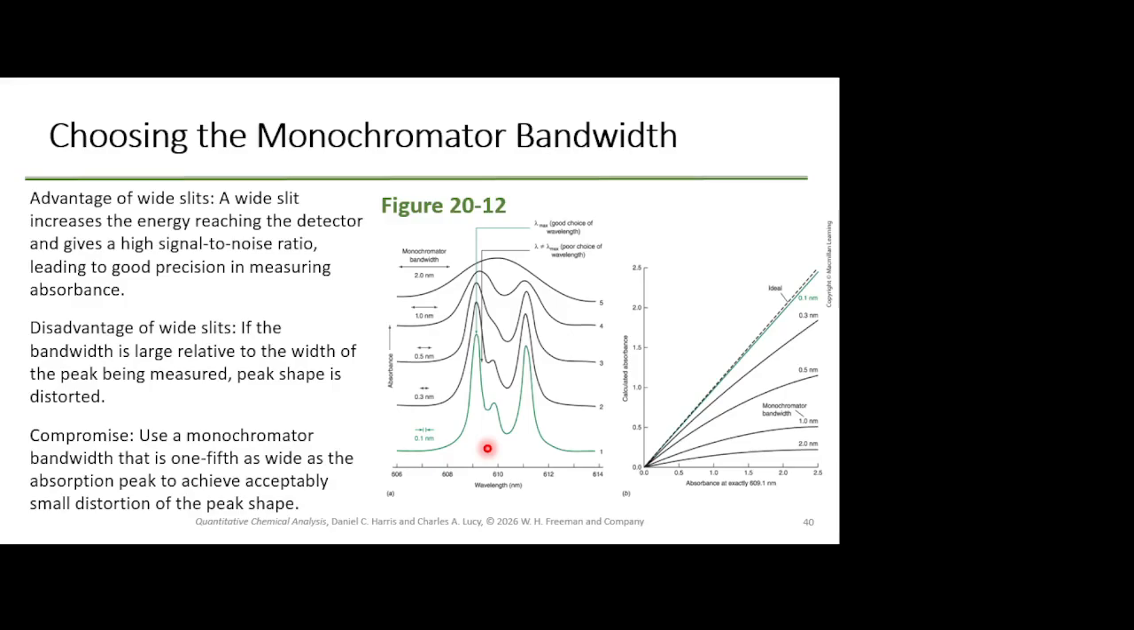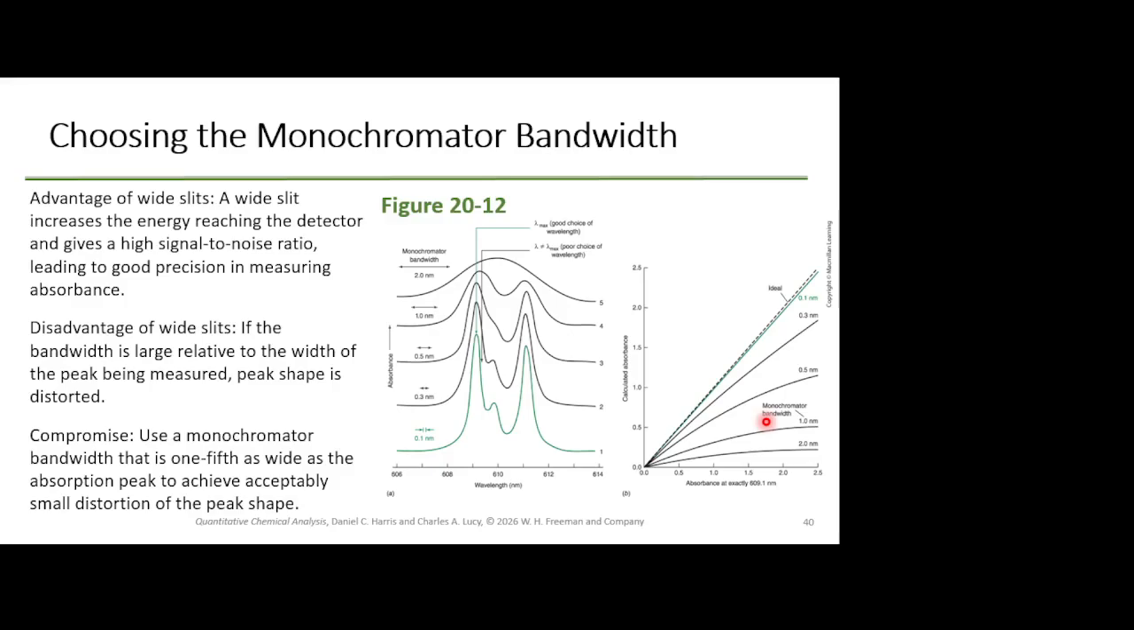Okay. And so this is what that looks like in terms of resolution. This is what that looks like in terms of absorbance. And so see, as we go down, when we have a pretty wide slit, we have lots of light coming through. When we have a more narrow slit, we're going to have a lot less light. And so there is a compromise to this.